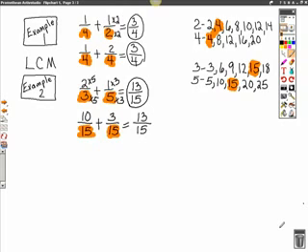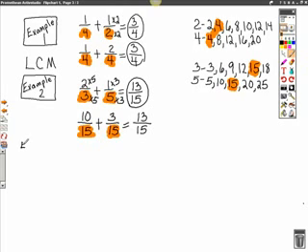Okay, so far we've learned how to add fractions with like denominators. We've also learned how to subtract fractions with like denominators. Just a few minutes ago we learned how to add fractions that have unlike denominators. Now we're going to learn how to subtract fractions with unlike denominators.